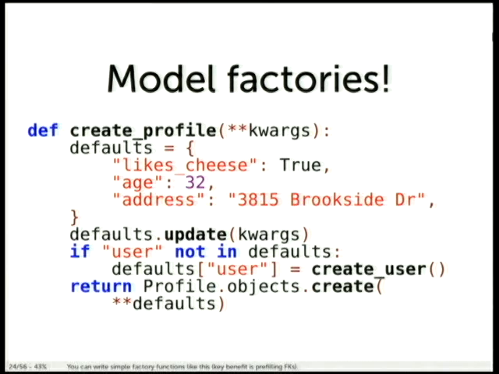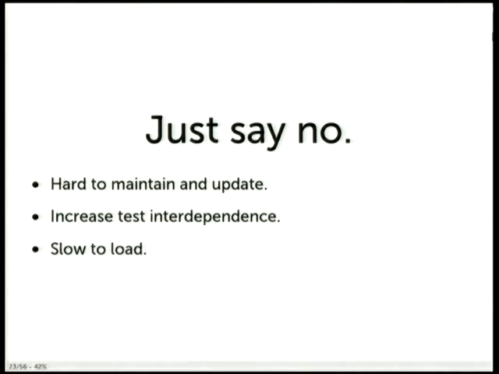The alternative to fixtures is model factories. The reason you use model factories is that the problem with just using the ORM to set up your state in your tests is that often models have interdependencies. So it's a real pain if you have a model that has a foreign key to some other model, which has a foreign key to some other model.